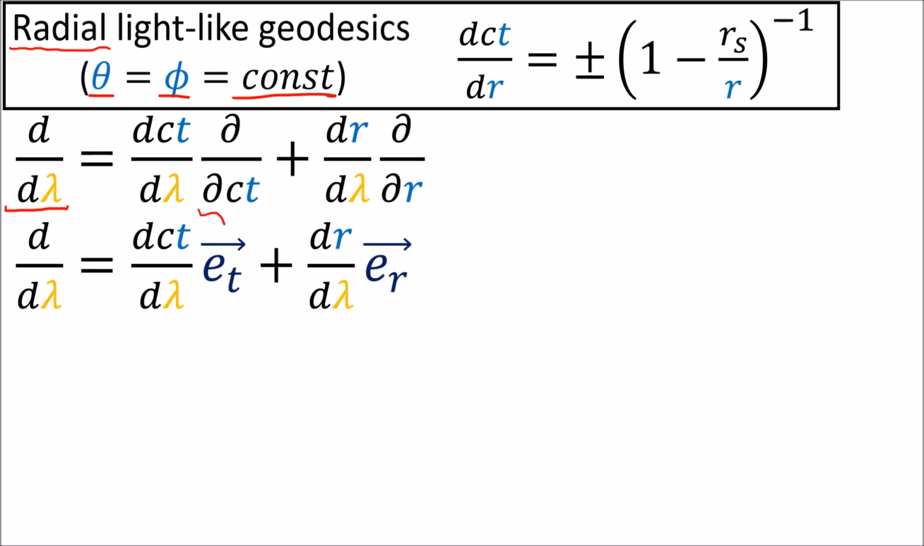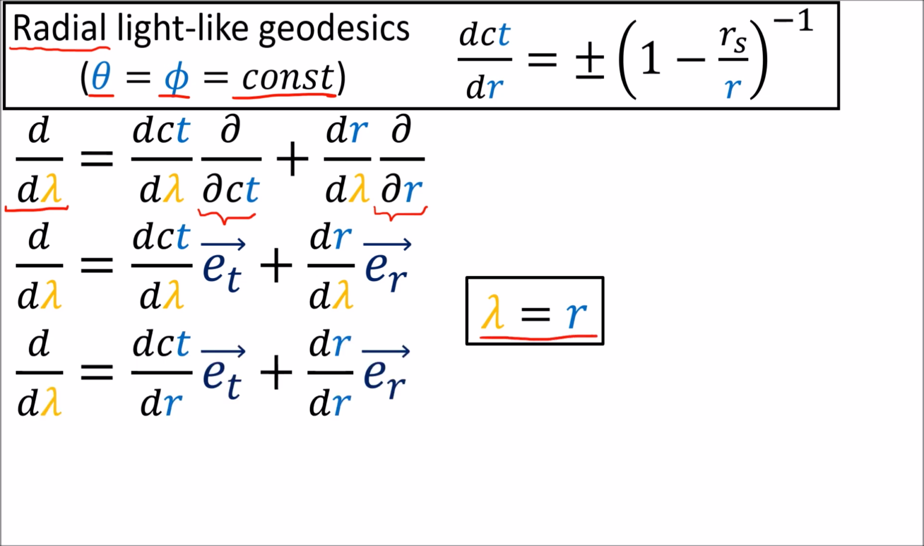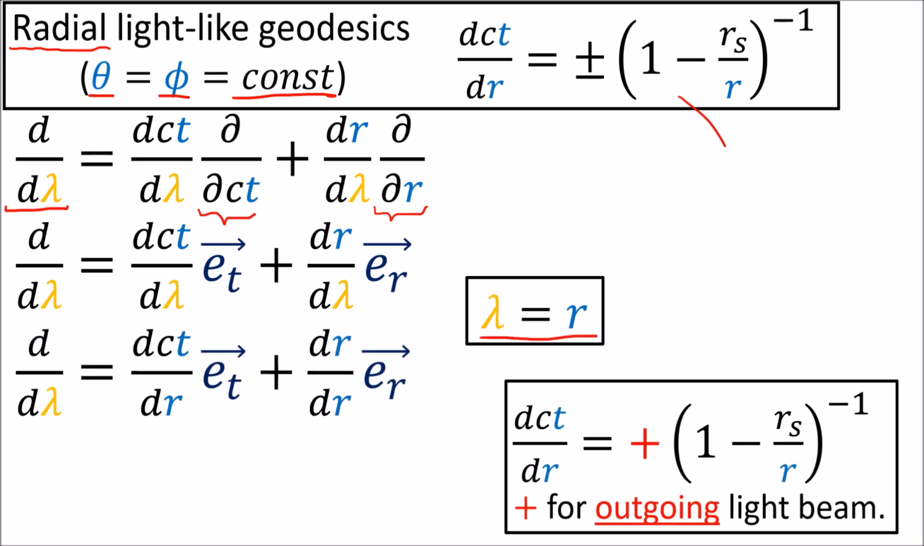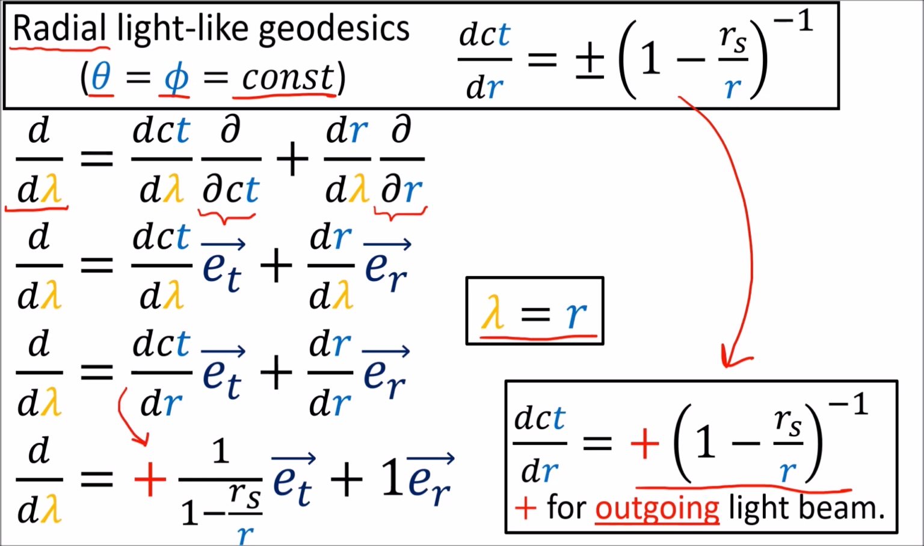Remember, partial derivatives of coordinate variables are just basis vectors. We can choose the path parameter λ to be anything we want, so let's choose λ equals r. Now, for our outgoing light formula, we see that d(ct)/dr equals 1 over (1 minus Rs over r), and dr/dr is just plus 1. So this is our tangent vector field for outgoing light beams.